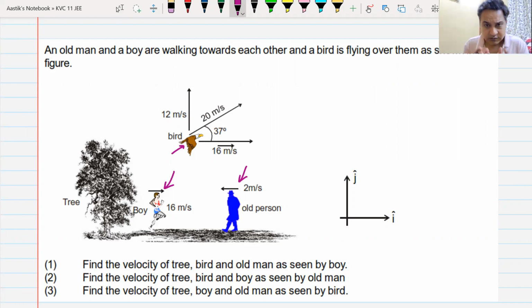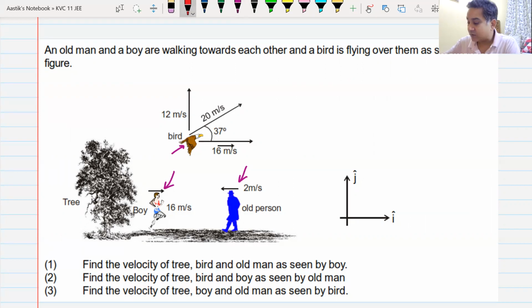This is just to get you to the case where you understand how to find the relative velocity in 2 dimensions. So instead of giving you the velocities in vector form, they have given you a diagram, and with this diagram you have to find the velocity of all three things. There are 4 things here: bird, man, boy and the tree. So you have to find the velocities of the other three with respect to the fourth one. You do any of these questions, that will give you a hint to solving the other questions. So solve any one of these.